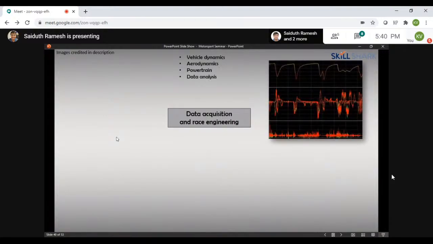Now, you'll be working a lot with data analysis if you get into this field, analyzing data. So if you like graphs, if you really like interpreting graphs, this is the place to be.